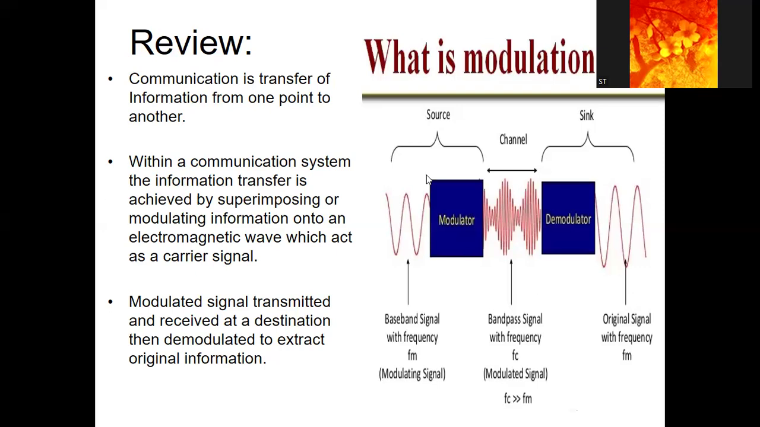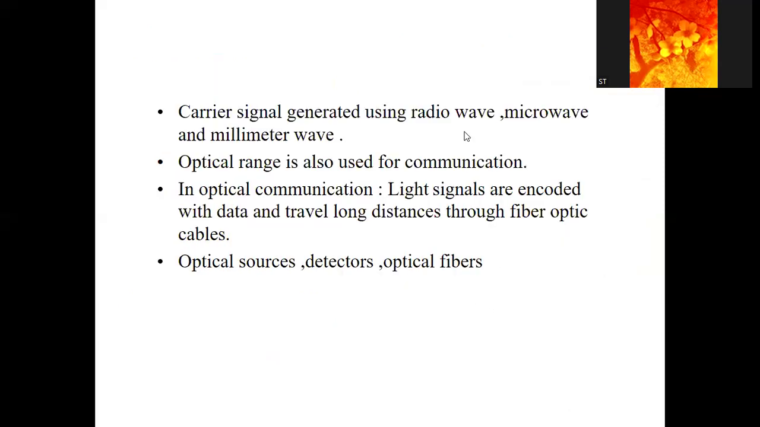So in a communication system, there is a transmitter and the receiver. At the transmitter end, there is a modulator, and at the receiver end, there is a demodulator. And to transfer the information or baseband signal, we use a carrier signal. Generally, for the carrier signal, we use radio wave, microwave, or millimeter wave. But the optical range is also used for communication purposes.